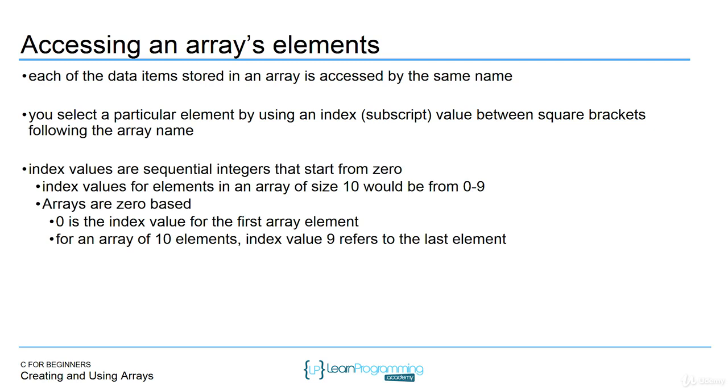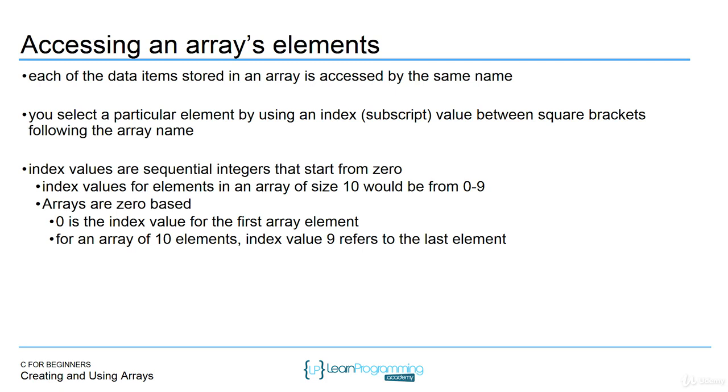So index values are sequential integers that start from 0. When we talk about an array and its elements and the indexes or subscripts in an array, all those subscripts start from 0. This is basically saying that arrays are 0-based. So index values for elements in an array of size 10 would be from 0 to 9.